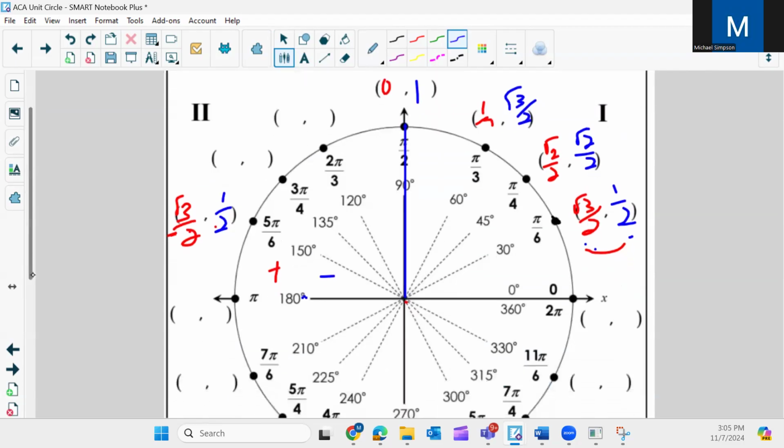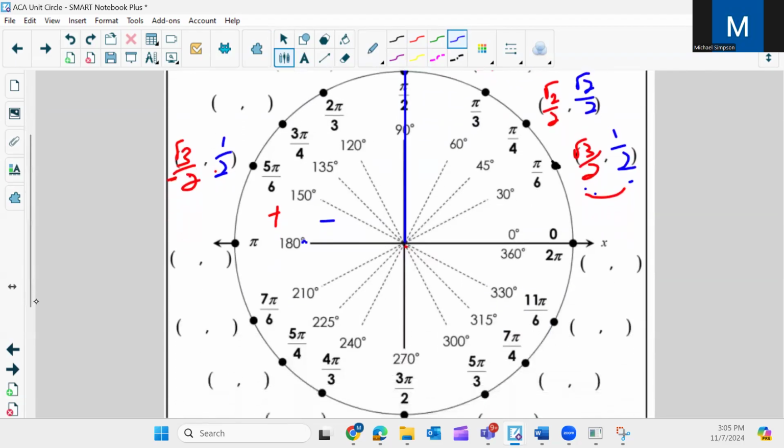Come down here, you do the same thing in this quadrant now. Let's look at this angle 225. This is the same as 45 degrees. They have the same reference angle, so they're going to share the same x and y. What's going to change now is the sign. So at 225, if I copy this over, I'm going to get square root of 2/2. That is the cosine, and the sine, the y value, is square root of 2/2.